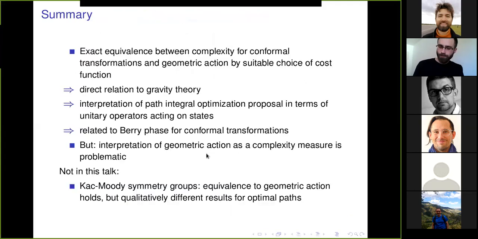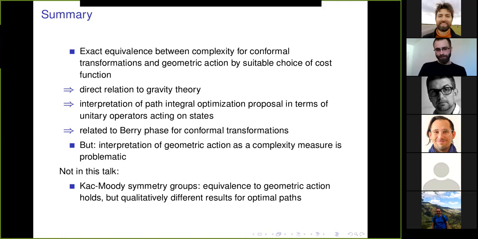Okay, a short summary. We found an exact equivalence between the complexity for conformal transformations and a geometric action by choosing a certain suitable cost function, and in particular by including phases from the central extension of the Virasoro group. And this yields, first of all, a direct relation between the complexity functional and the gravity theory, and also an interpretation of the path integral optimization proposal in terms of unitary operators acting on Hilbert space. And we also saw that this complexity functional was related to a Berry phase for conformal transformations.